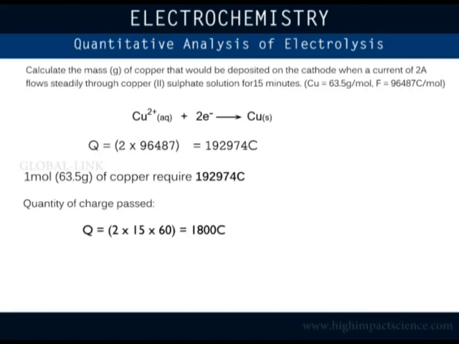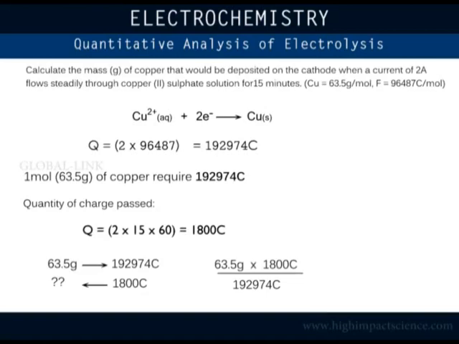And therefore, 63.5 grams require 192,974 coulombs. How much will 1,800 coulombs deposit? That will be 63.5 grams times 1,800 coulombs over 192,974 coulombs. The coulombs cancel out and we remain with 0.59 grams of copper.